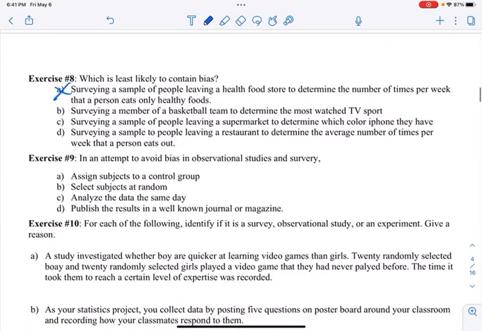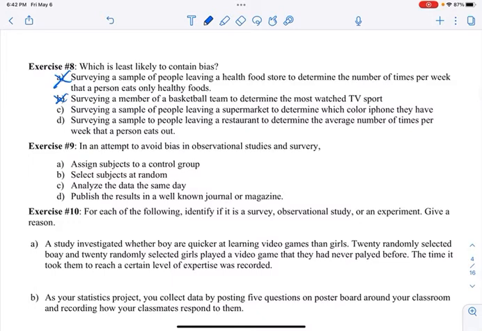Surveying a member of the basketball team to determine the most watched TV sports. Well, somebody on the basketball team likes sports and likes basketball, so that also would have bias than the general population. Surveying a sample of people leaving a supermarket to determine which color iPhone they have. That was probably the least biased, but let me read the next one. Surveying a sample of people leaving a restaurant to determine the average number of times a week that person eats out. Well, the people that are leaving a restaurant definitely eat out, so again, that's not a random sample. So, yep, it was C.